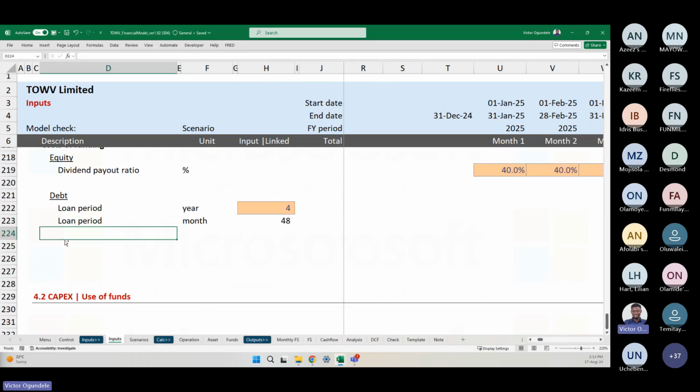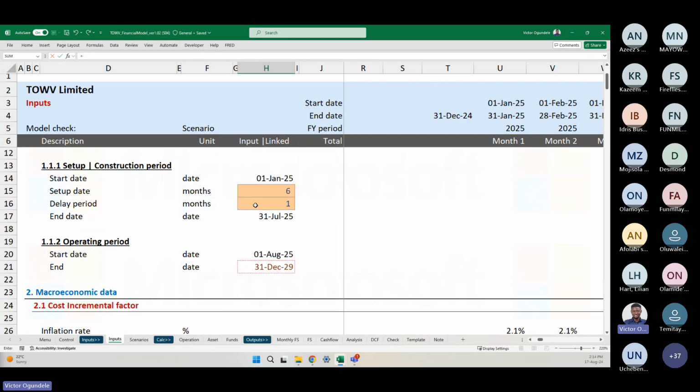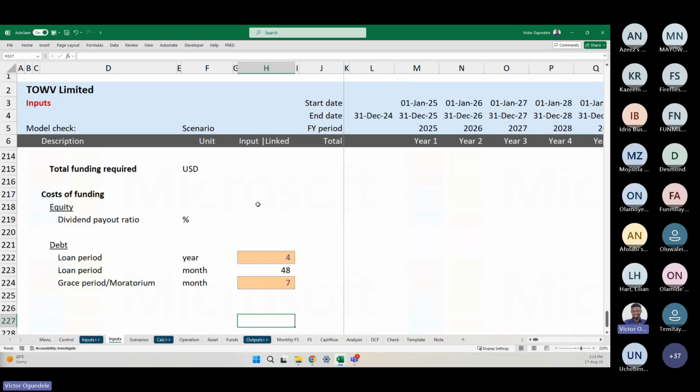Right, because they have a setup period, definitely there is going to be what we call a grace period or moratorium period. So let's put that in months. As I said, most times I make sure the grace period is equal to the setup period, the period you need to use in setting up and the delay, so equal to my setup period plus my delay period. So that will give us the 7.